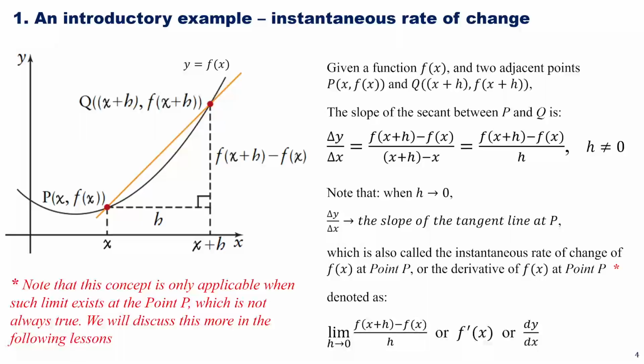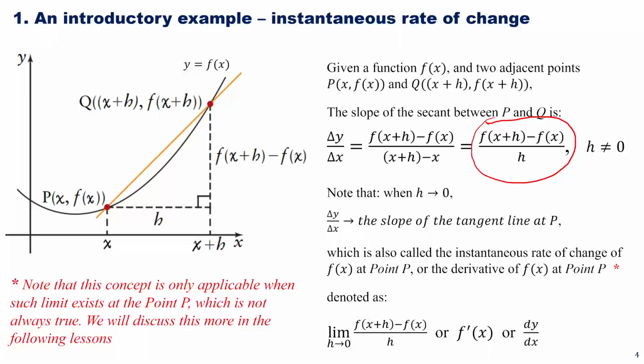Then we know the slope of the secant line between P and Q is given by delta y over delta x, right? And delta y is f(x+h) minus f(x), and delta x is x+h minus x. So this can be simplified to (f(x+h) minus f(x)) over h. Of course, because P and Q are different points, h is not 0.